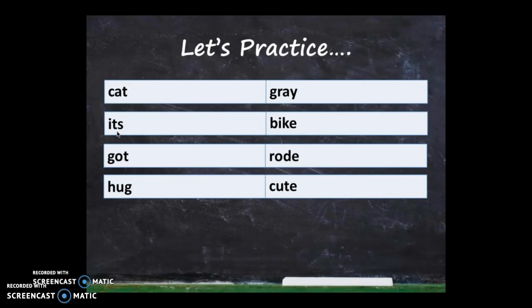Say the word got with me. Ready? Got. Is that a long or a short vowel sound? I'll pause for just 1 second while you think. If you said it was a short vowel sound, you were right. It's a short vowel sound because it says ah. It doesn't say its name.